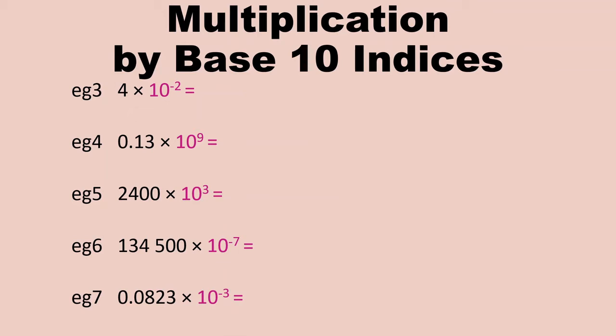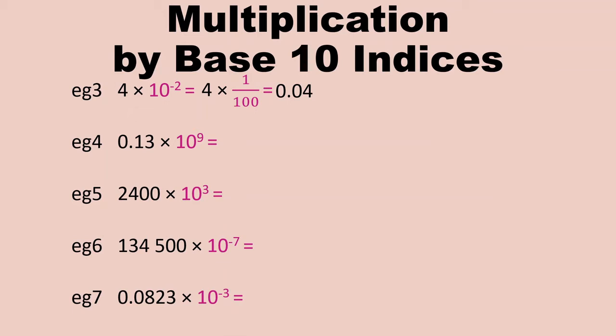For example 3, 4 times 10 to the power of negative 2 is the same thing as 4 times 1 over 100, because remember this is 1 over 10 squared. And 4 times 1 over 100 is the same thing as 4 times 1, which is 4, divided by 100. So that's 4 hundredths.